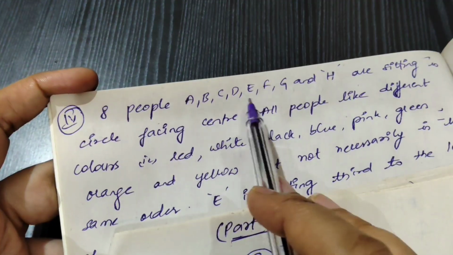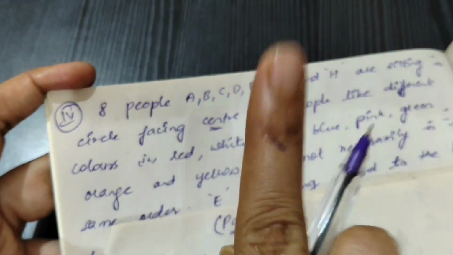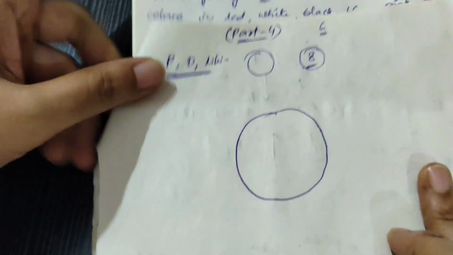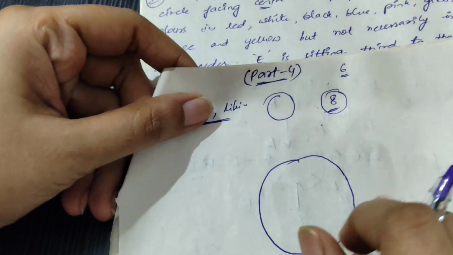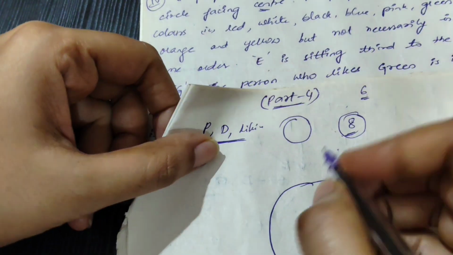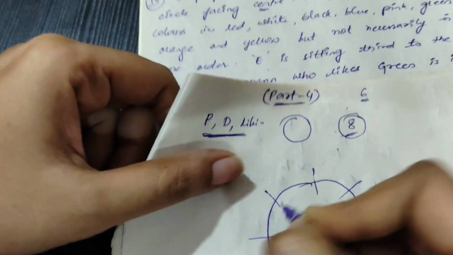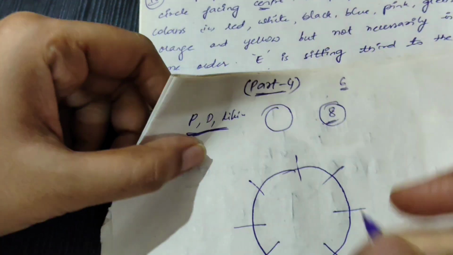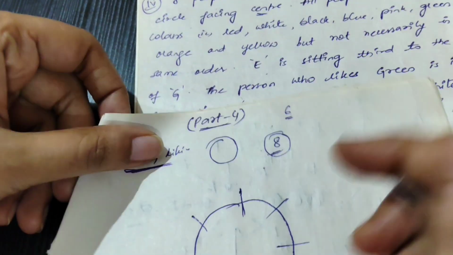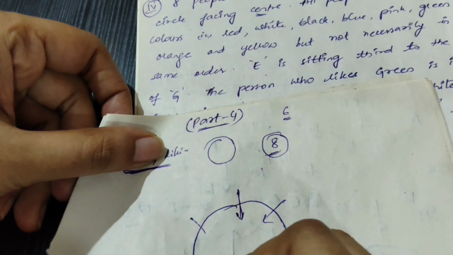8 people A, B, C, D, E, F, G, H are sitting in a circle facing center. So here it is a single direction. I'm drawing the diagram at the center because I have to write what they are liking also. For my convenience I'm drawing here; if I want to make any extra diagram, I will draw below. Now 8 persons are sitting in a circle and all are facing center. So 1, 2, 3, 4, 5, 6, 7, 8.